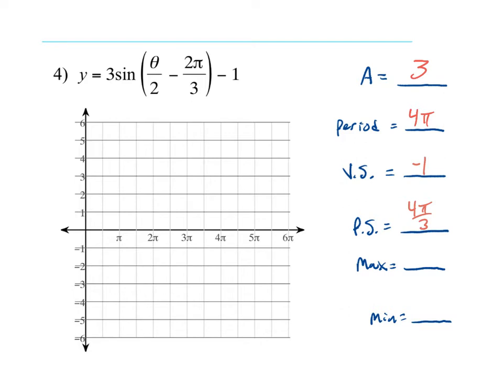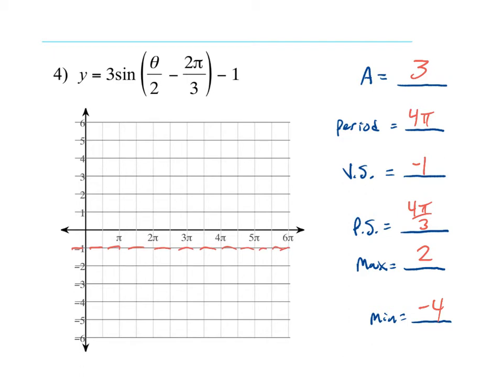To get the highest line, the max line, it's our vertical shift, -1 plus 3, so that's +2. And our minimum line is vertical shift, -1 minus 3, which is -4. Once you have the numbers filled in, the next step is to draw our 3 guidelines in. We start with that midline, which is at the vertical shift. So what's normally the x-axis moves down to -1.